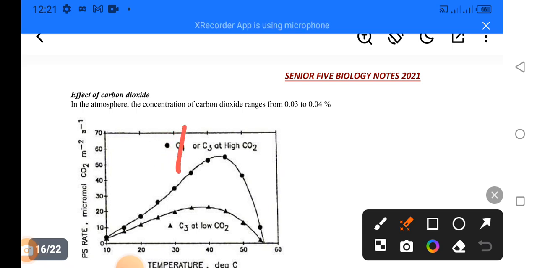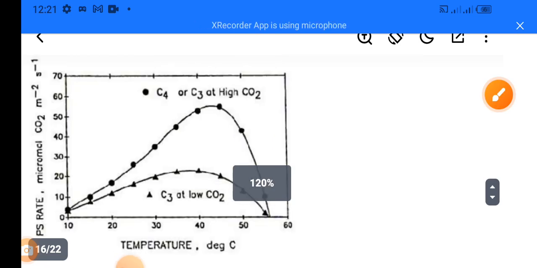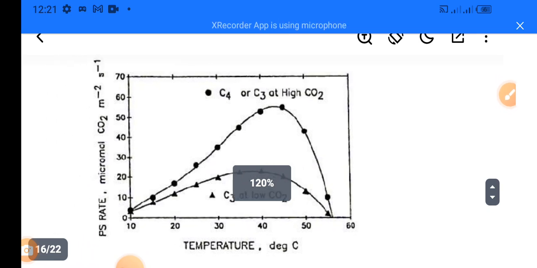Then up here we are having C4 or C3 plants at high carbon dioxide. Then down here we have C3 at low carbon dioxide concentration. Then from there let us proceed. I just want you to listen and be observing.